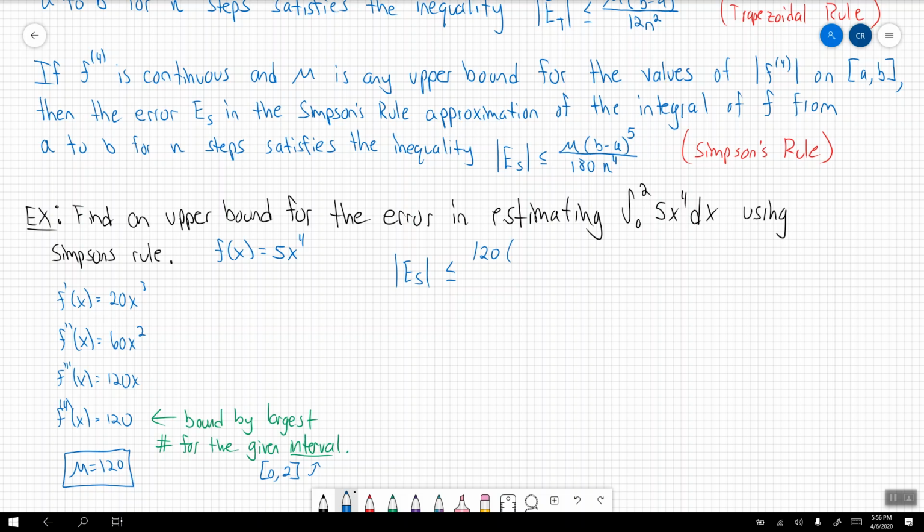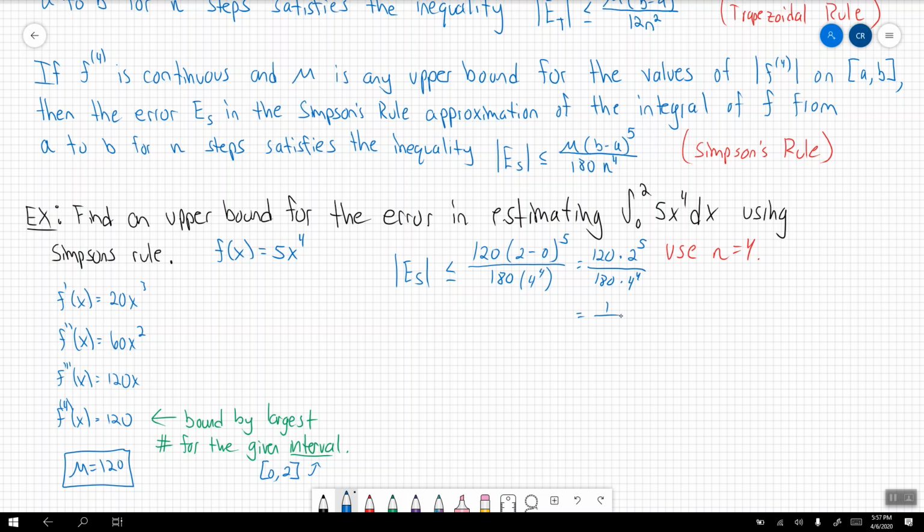So that's 120 times b minus a, which is 2 minus 0, raised to the power of 5, divided by 180 multiplied by n to the power of 4. So we need some n value. I didn't use the n value here, so use n equal to 4. So we're going to do 4 to the power of 4. Let's go through this process: this is 120 times 2 to the power of 5, which gets us 32, divided by 180 times 4 to the power of 4. Let's see if we can simplify all this.